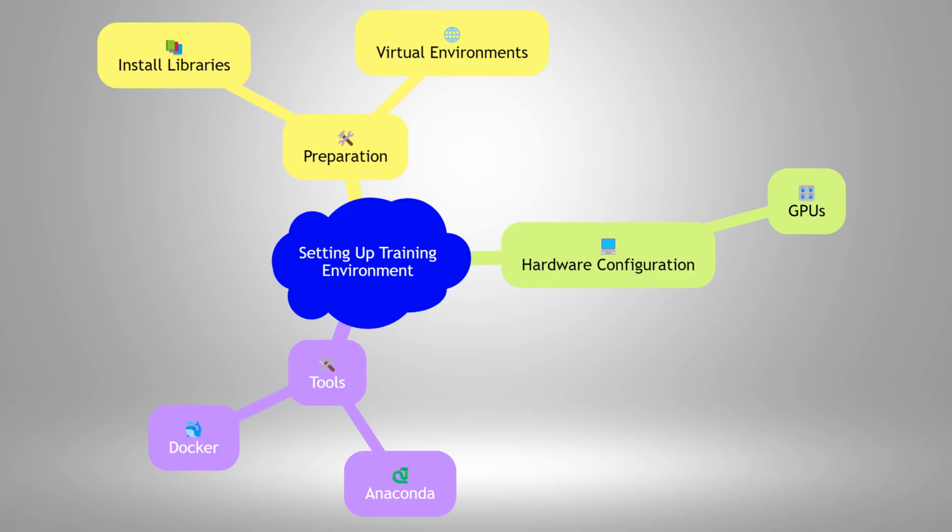Before running a training script, it's crucial to set up the environment. This includes installing necessary libraries, setting up virtual environments, and ensuring that the hardware, like GPUs, is configured correctly. Tools like Anaconda and Docker can help manage dependencies and create isolated environments for different projects.